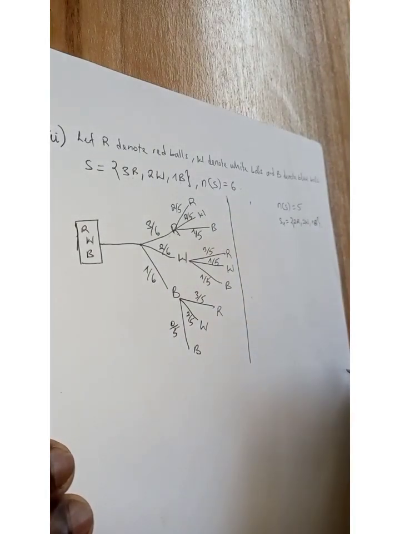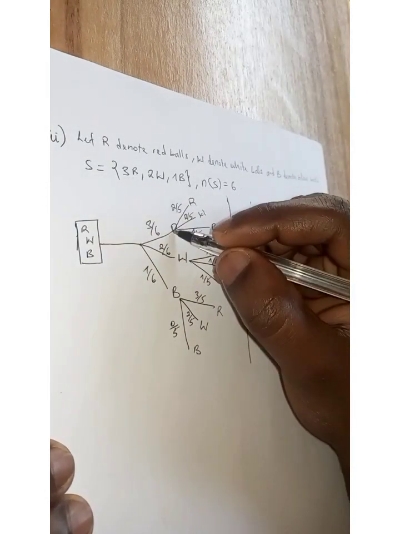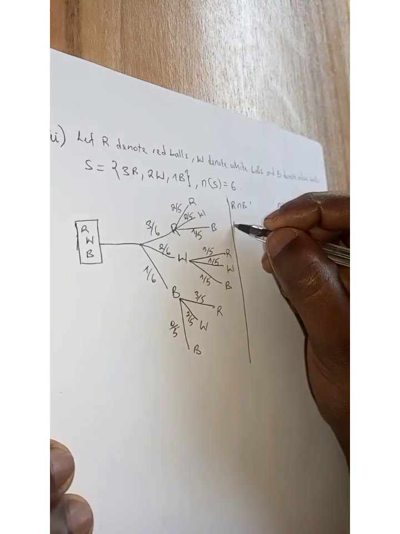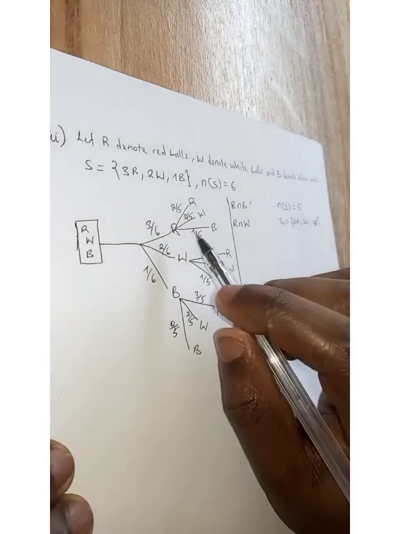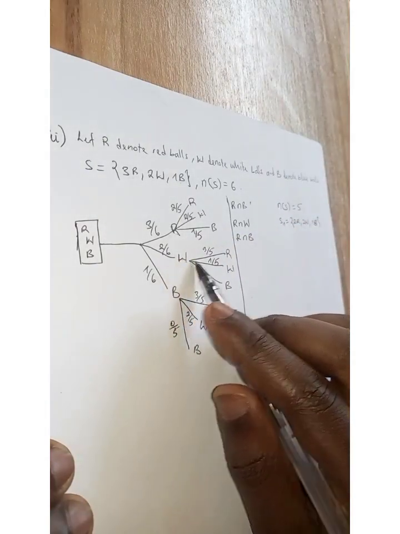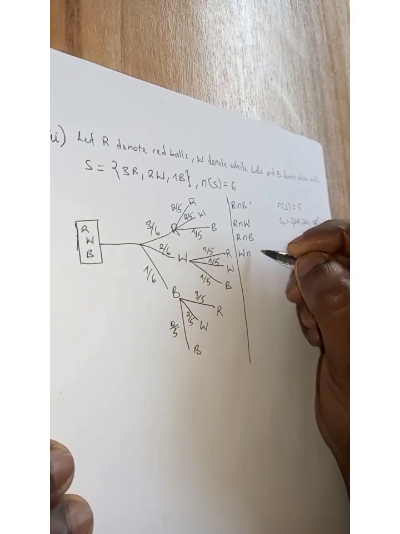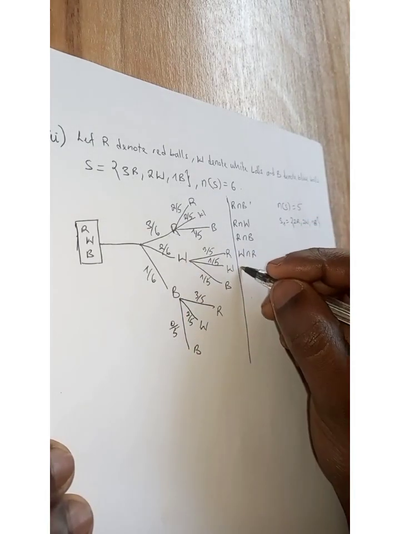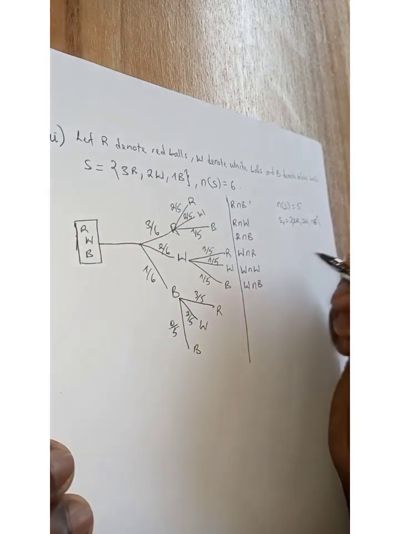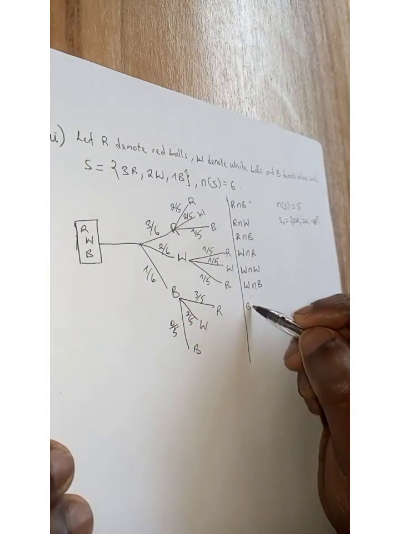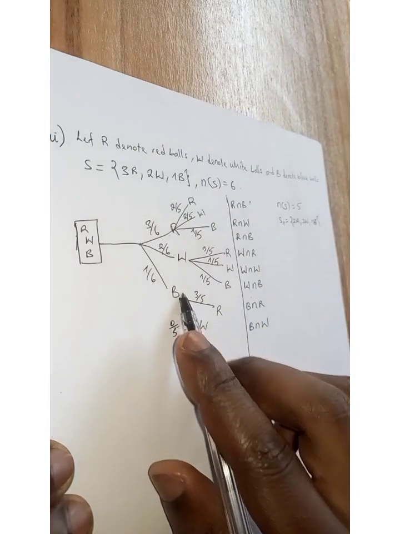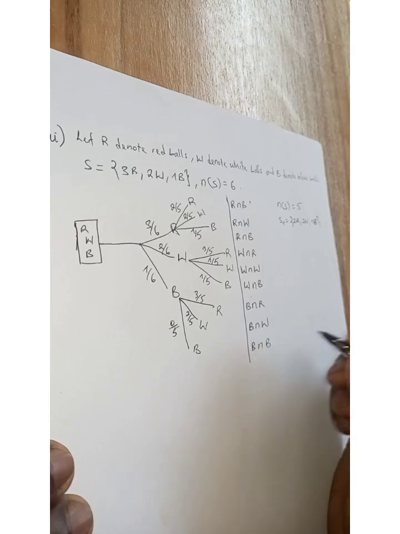I'm now going to represent the events beside it. This one, we have red and red. These other branches, red and white. These other ones, red and blue. Then this one, white and red. This one, white and white. This one, white and blue. This one, blue and red. This one, blue and white. And then this one, blue and blue.